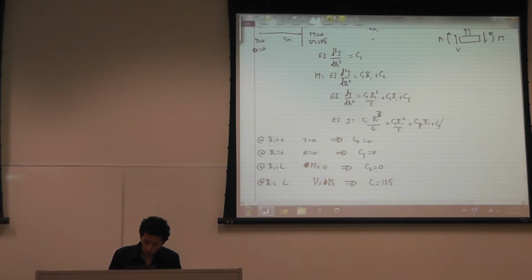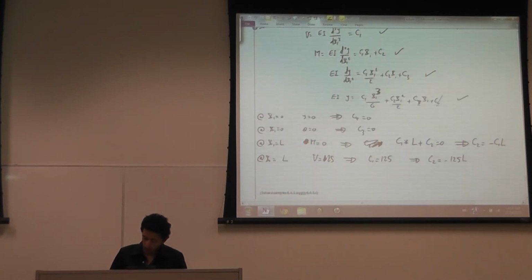And so when you put 125, you've got your shear. Oh, I'm sorry. C1 multiplied by L plus C2 equals 0. Here, thank you. C2 is equal to negative C1 L. So C2 is equal to negative 125. So now I have my displacement, rotation, moment, and shear. From this, I'm able to say what the sigma 1 is.